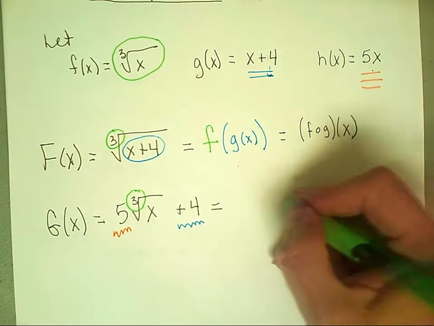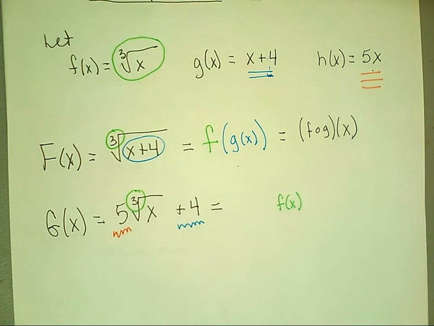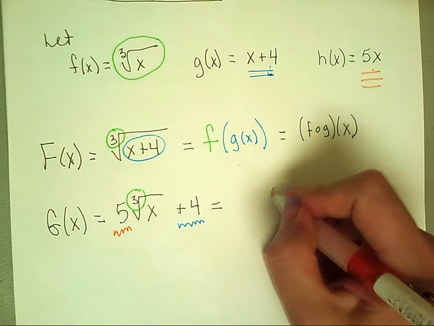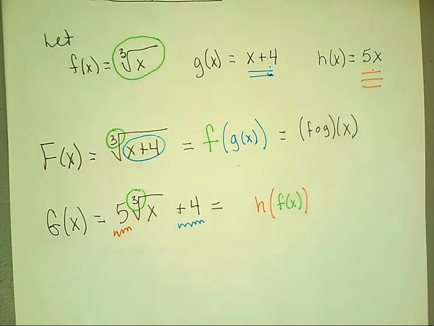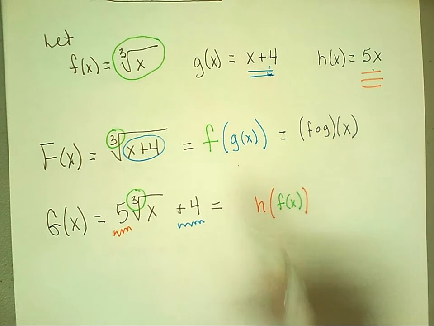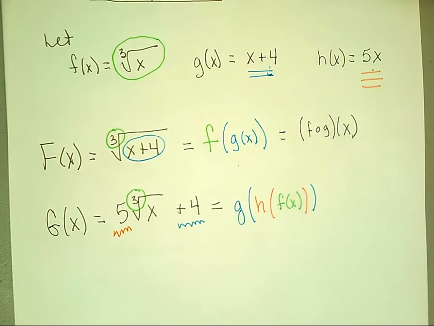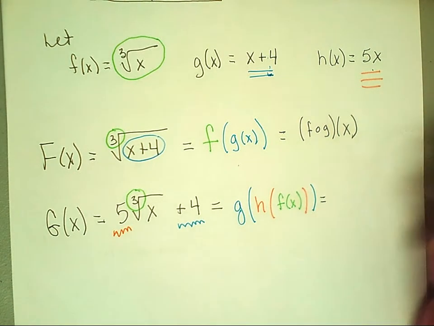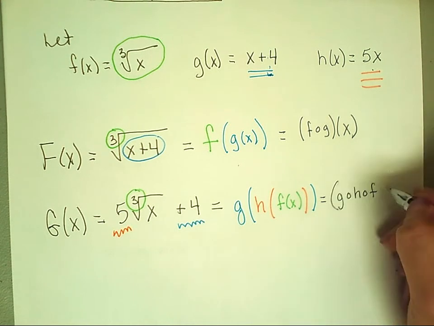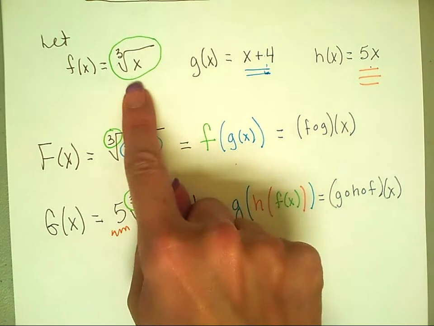So I'm thinking the innermost function must be our cube root, which is f. And where do I want to put that into? Well, I need it to be multiplied by 5, so let's put that into h. So that would give me 5 times the cube root of x, and now I need to add 4, so that would need to go into g. Which we could write as g composed with h composed of f of x.